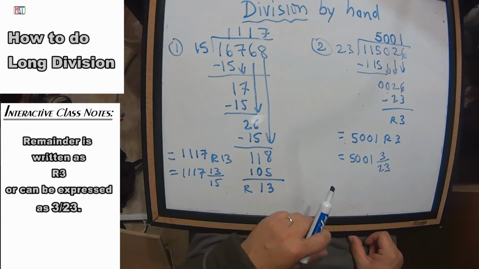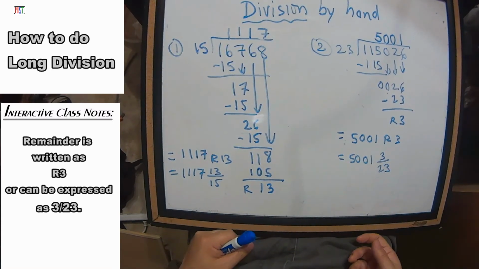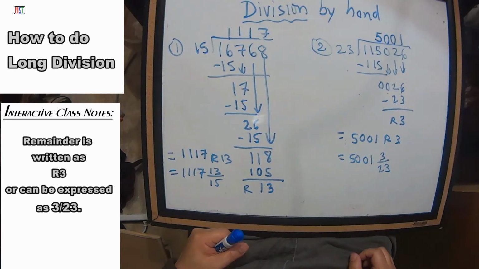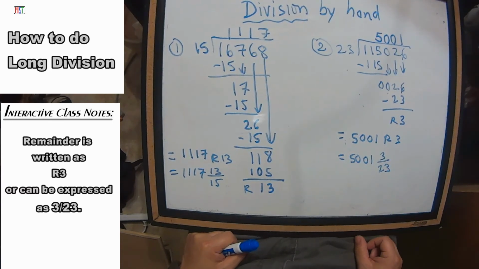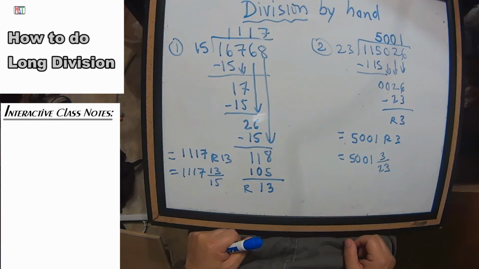And that's about it. So next time we'll do division with decimals. Okay, so let's say 1.5 divided into 5,600 or something like that. And the next time I will talk about how to simplify fractions to the simplest form.